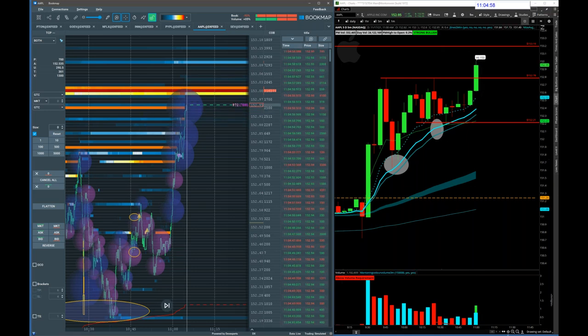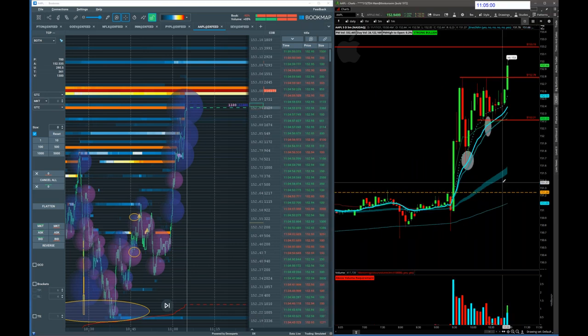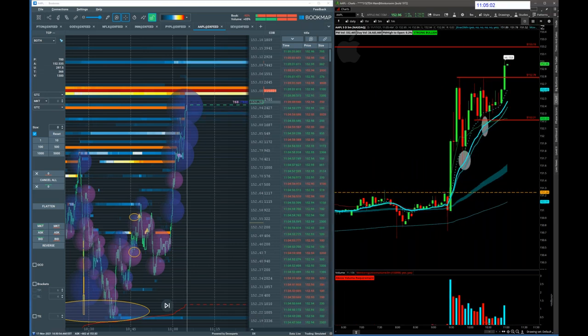I see the breakout, I see the intraday pattern. I think we took a very good day over here. And this can be a home run, traders. This can really be a home run. Let's see if the 153.